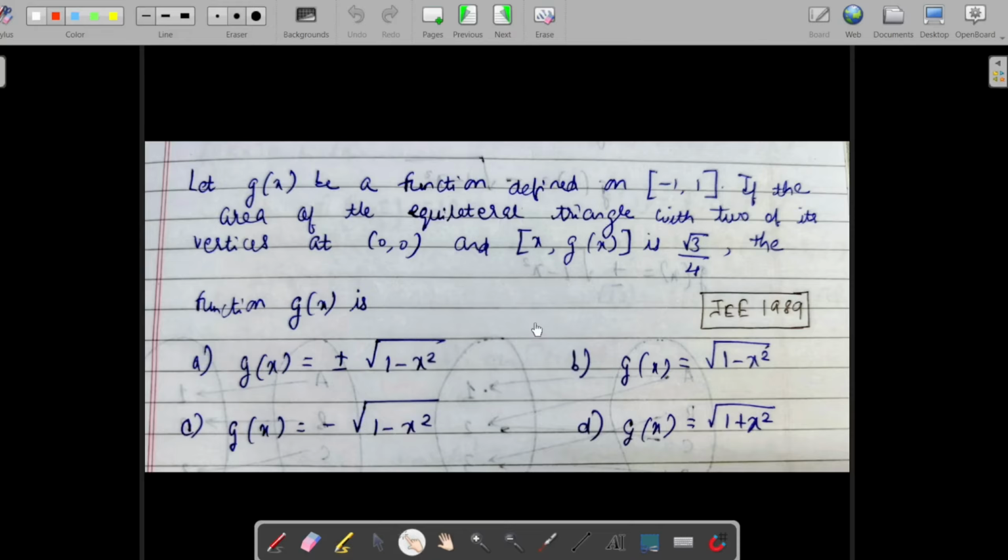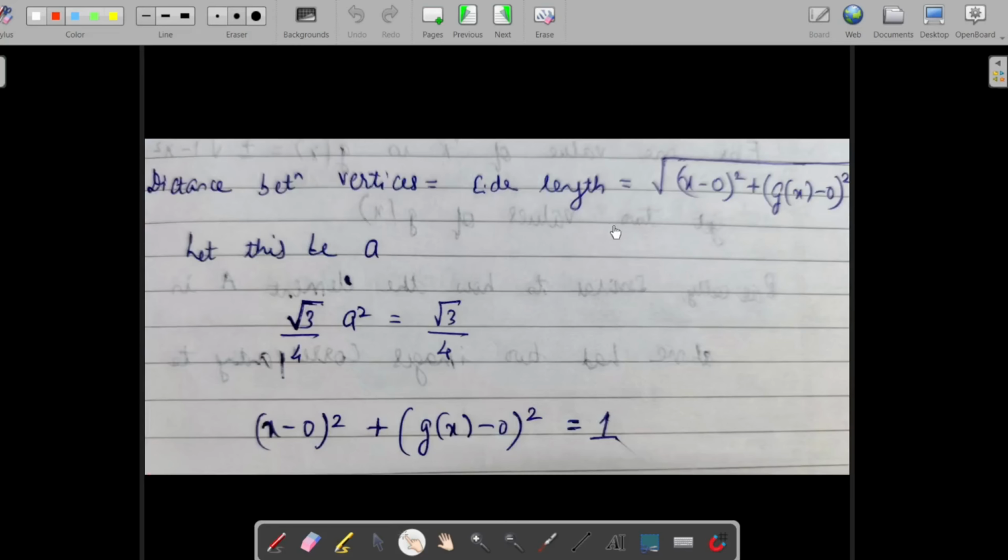Let us see it. g of x is a function we define on -1 to 1. The area of the equilateral triangle with two of its vertices at (0, 0) and (x, g of x) is √3/4. Then the function g of x is. So from the distance between vertices, we can find the side length. We have two vertices, it's an equilateral triangle. We can just find one side because the area is given. We can find the side length and then we will get g of x in terms of x. So the distance between vertices is the side length.